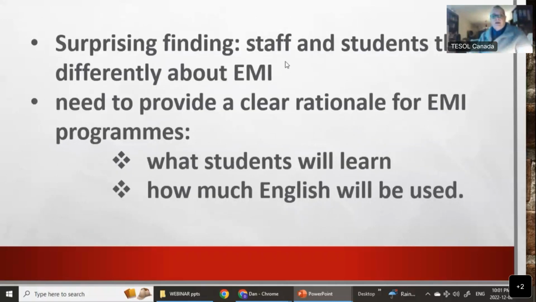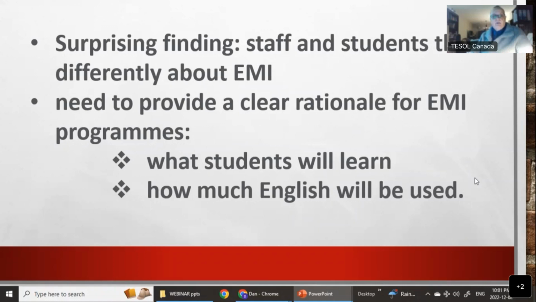The surprising finding was that staff and students think differently about EMI. They say there's a need to provide a clear rationale for EMI programs based on what students will learn and how much English will be used.